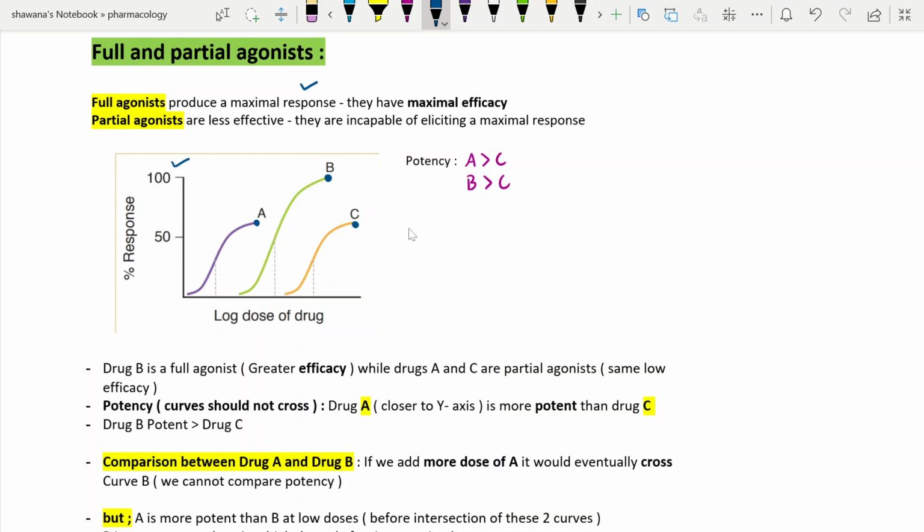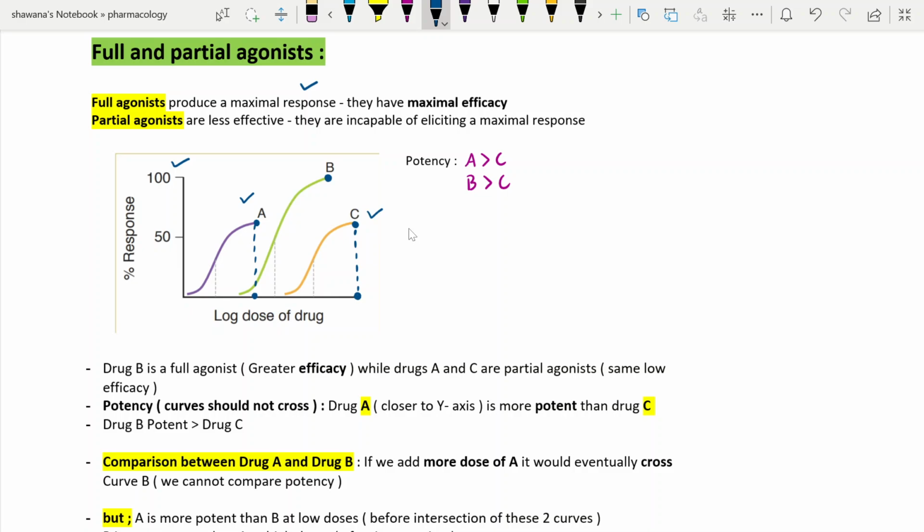What about the potencies? Can we compare the potency of A and C? Yes, we can, because these two curves are not crossing each other, right? So is A more potent or is C more potent? A achieves a particular response at a low dosage, and the same response is achieved by C at a higher dosage. So A is more potent than C.